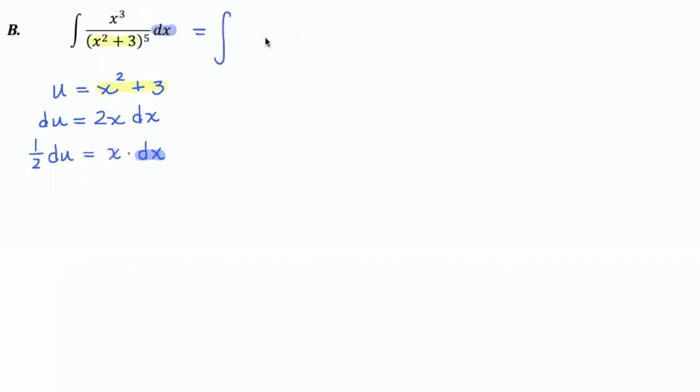Here's why. We know that x cubed is really the same as x times x squared. It's x times x times x. I can keep two of them bundled together. Now, how is that helpful? Again, go back to matching. My x squared plus 3 is my u. Good.